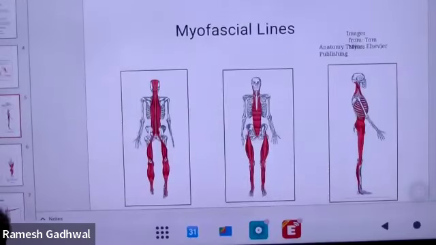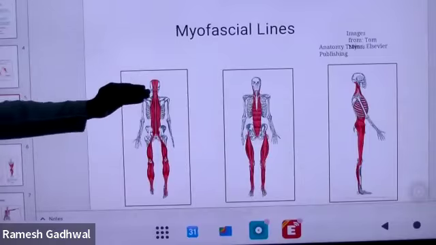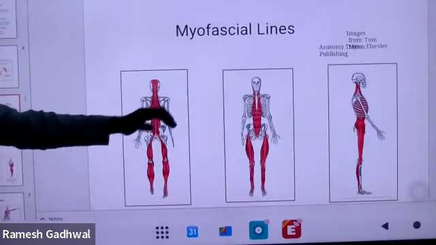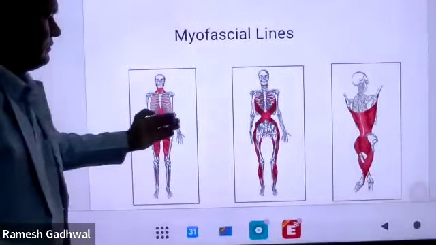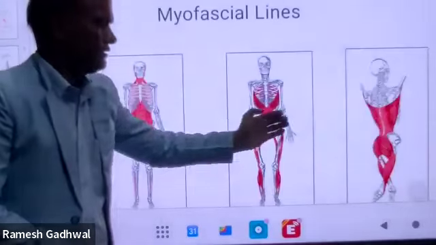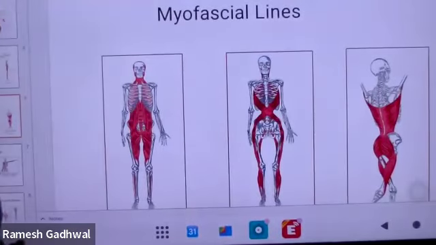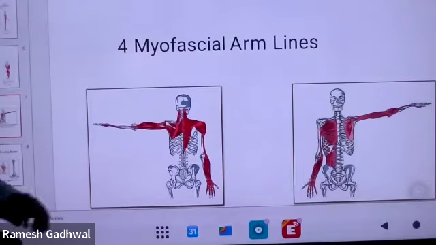Then measure the fascial lines: back line, front line and lateral line. Then deep front line, then spiral line, and then functional line. Then the fourth condition is the myofascial arm line.